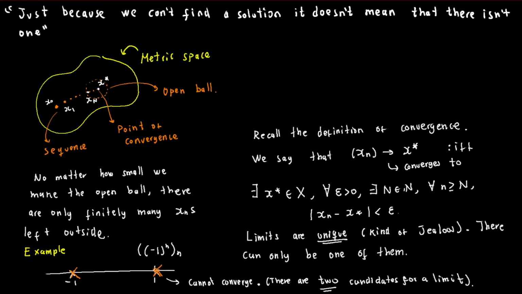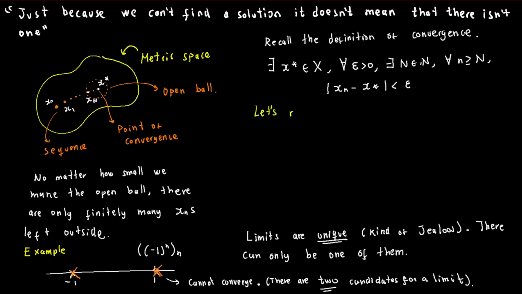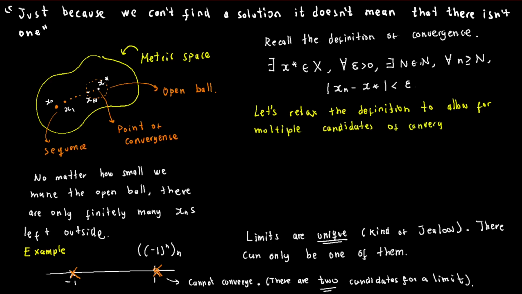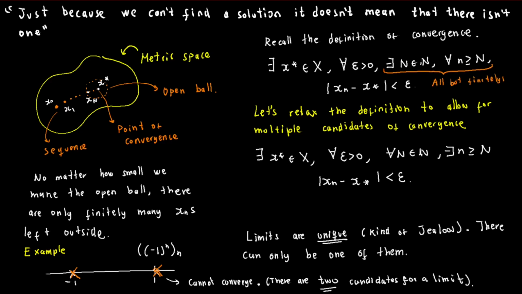To help us understand the situation better, let's relax the definition of convergence a bit. Instead of requiring that every except for finitely many elements of the sequence lie inside the open ball, we'll only require that infinitely many elements lie in the ball.